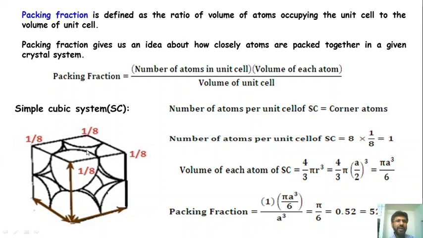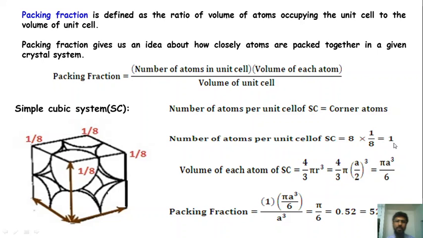Now here there are 8 corner atoms. At every corner, the sharing in this unit cell is only the 1/8 part. That means here is 1 atom, but its sharing in this unit cell is 1/8 part of that atom. Therefore the number of atoms per unit cell is equal to the 8 corner atoms multiplied by 1/8, so you will get 1.